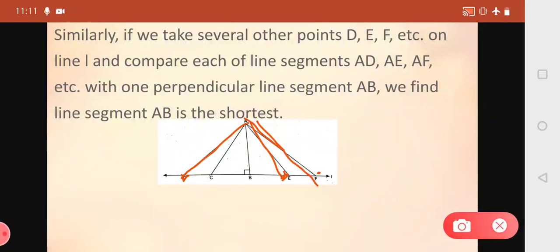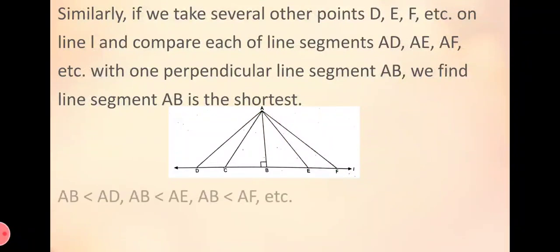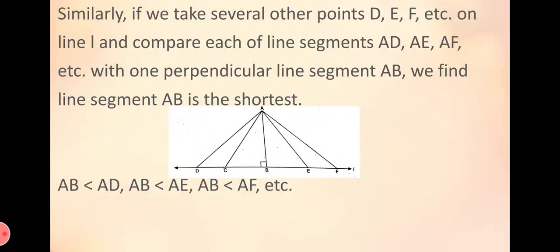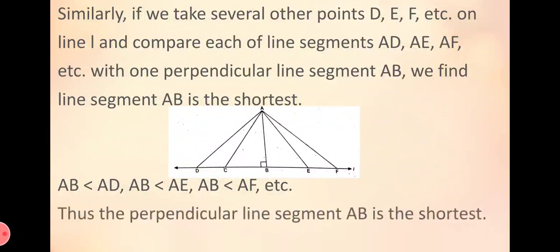Similarly, we can prove that these all line segments are greater than AB, or you can write AB is smaller than all the other given line segments. Therefore, AB will be less than AD, AB will be less than AE, AB will be less than AF, etc. Means whatever points you are selecting, however what number of points may be there, always you will get AB shorter than each and every line segment. Thus, the perpendicular line segment AB is the shortest line segment.